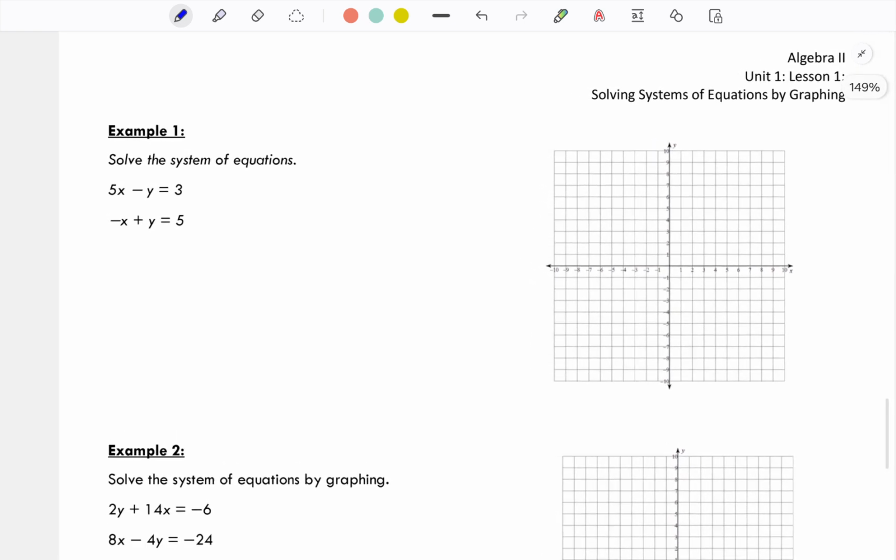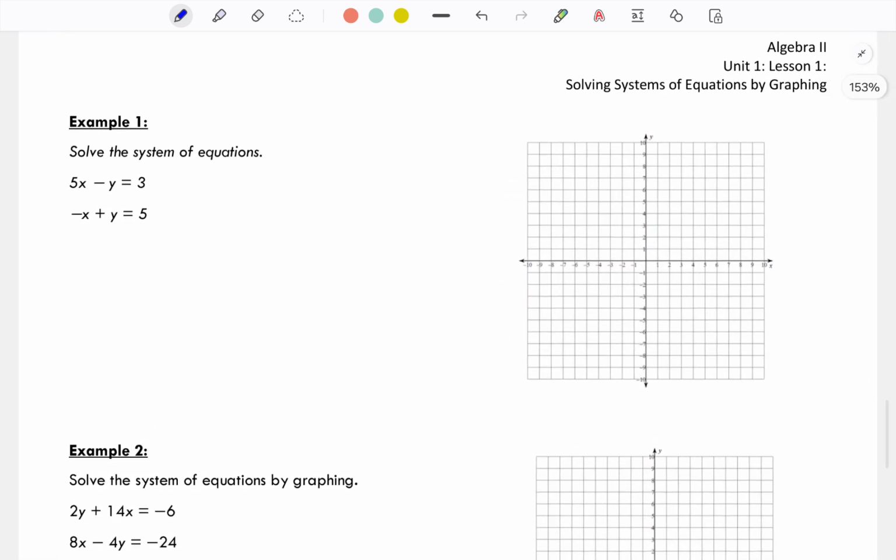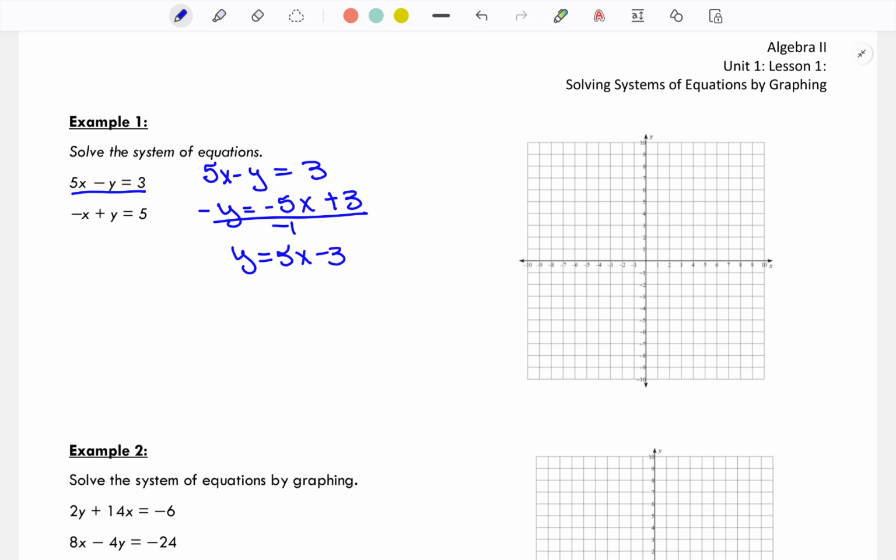Okay, so let's go ahead and graph some systems and see if we can find the solutions for ourselves. For this first system, we are going to have to get these equations into slope-intercept form. So we're going to take 5x minus y equals 3, and we will subtract 5x from each side, and then we will divide by -1. That gets us y equals 5x minus 3. So our intercept is -3.